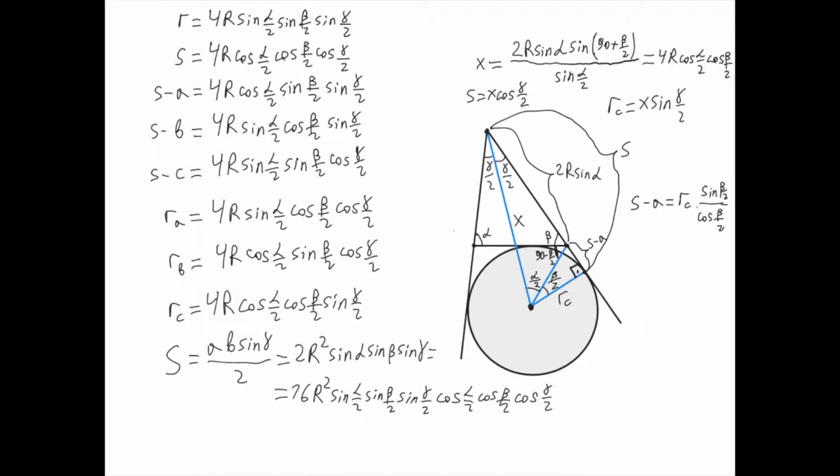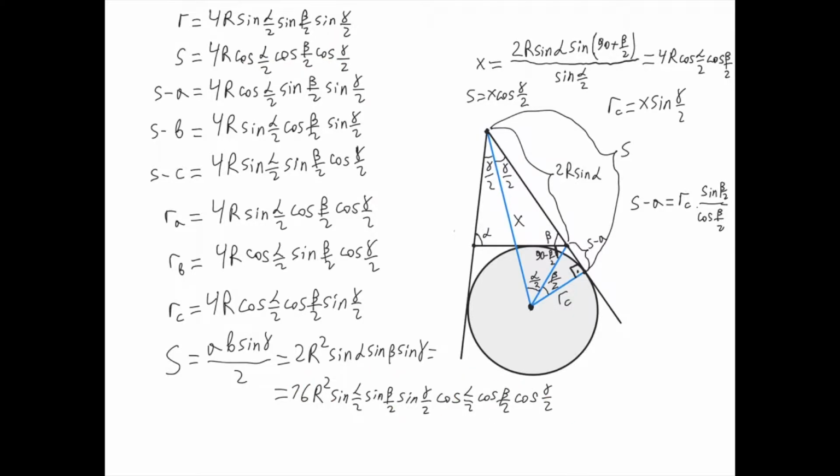16r squared, the product of the sines of the half angles times the product of the cosines of the half angles. And from here, it's really easy to see that S is actually the product of little r times the semiperimeter. When we multiply this and this, we get 16 times r squared times the product of the sines times the product of the cosines, which equals this.